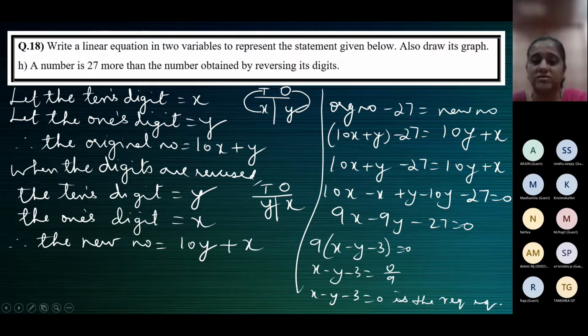So if you write it like this, original number minus 27 is equal to new number, just substitute the expressions. Bring everything to one side. And you see 9x, 9y, 27. 9 is common. So take out 9 common. Then in the bracket, you get x minus y minus 3. Then 9 goes to the other side for division, 0 by 9. What is 0 by 9? 0. So x minus y minus 3 is equal to 0 is the required equation.